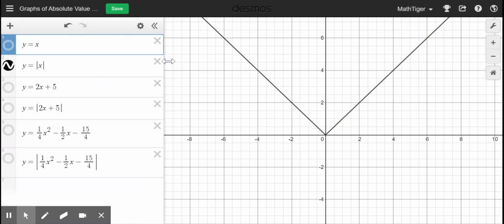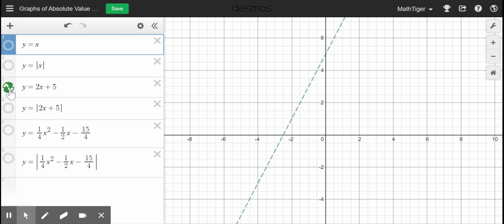So now I'm just going to take that original graph out, and we can see what the absolute value function of y equals x looks like. So just compare it to the original, and there's the absolute value function. Let's look at a slightly more complex linear graph.